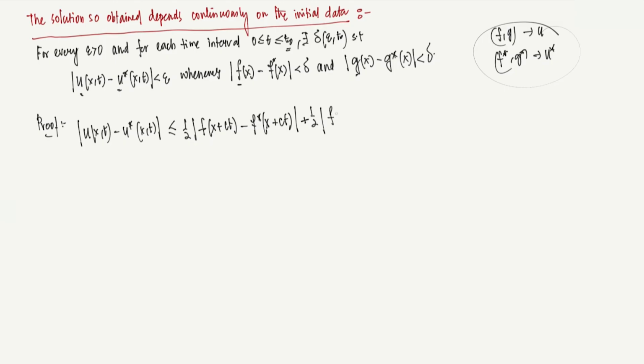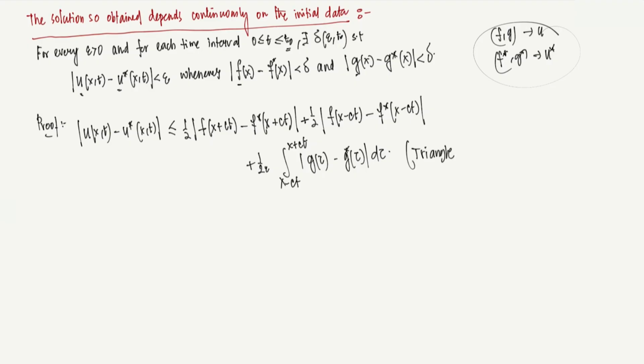So I have this inequality: the absolute value of f(x minus ct) minus f star of (x minus ct), plus another term 1 by 2c times the integral from x minus ct to x plus ct of g of tau minus g star of tau d tau. Is it okay? So you write all of this together and then use the triangle inequality. Write the D'Alembert formula for this, and then use just the triangle inequality. This is just one line, very, very simple. Once you do this, you get this.